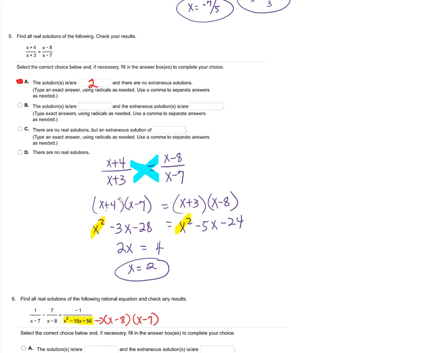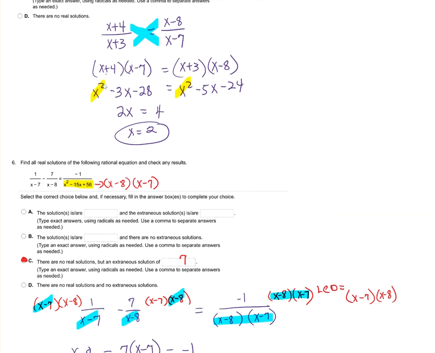Remember, FOIL is first, outer, inner, and last. Over here we get x squared minus 5x minus 24. So now we just want to combine and get to where we can solve this. So if I subtract x squared over here, those are gone. Then if I add 5x, that leaves me 2x. If I add 28 over here, I've got 4. Divide by 2, x is equal to 2. So A, and the solution is 2.